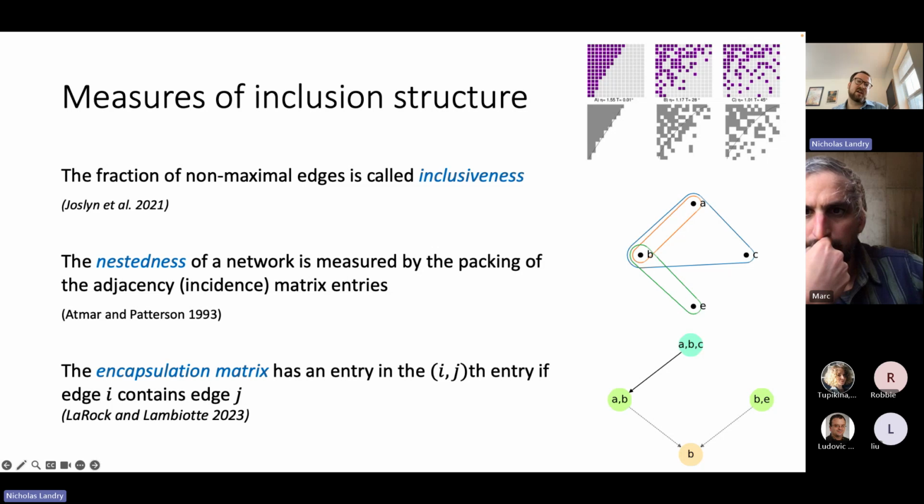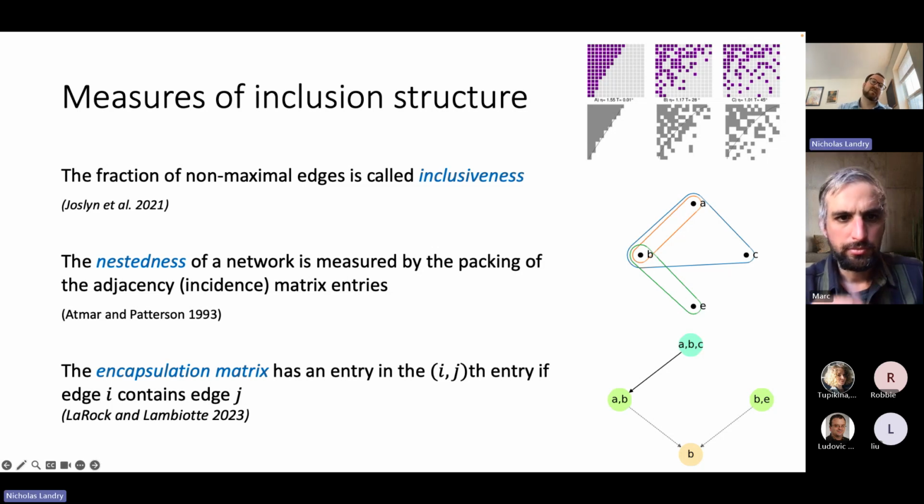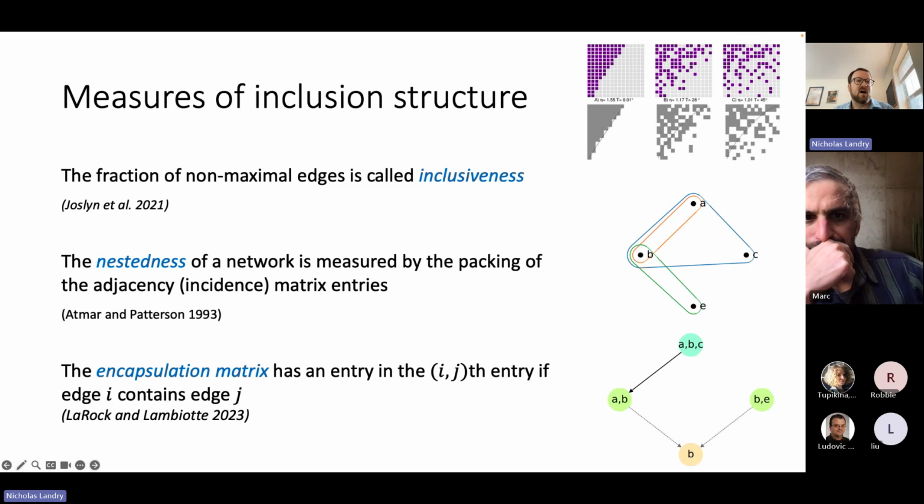So just to orient you to some of the historical literature out there, there actually is not a lot when talking about simplicial complexes explicitly, but some folks who do are a group at Pacific Northwest National Lab, where they define the fraction of non-maximal edges, so included edges, that is known as inclusiveness. And then it turns out that there's a lot of literature in ecology on the nestedness of a network. And that's simply measuring the packing of the adjacency or incidence matrix entries.